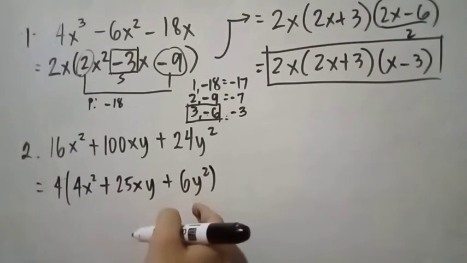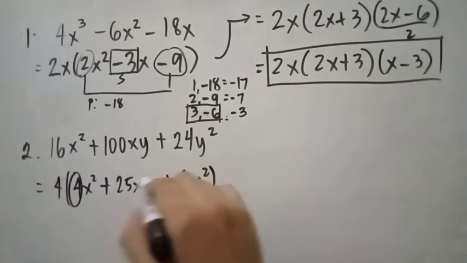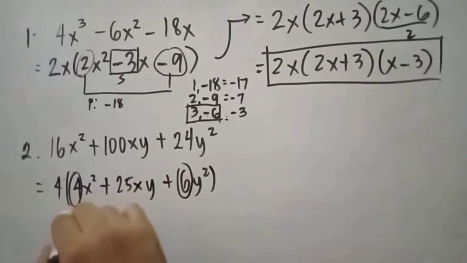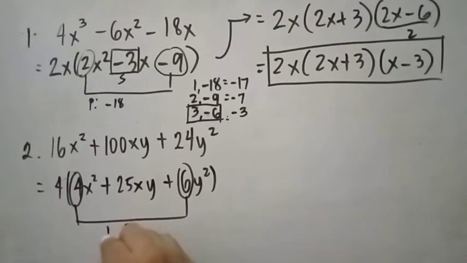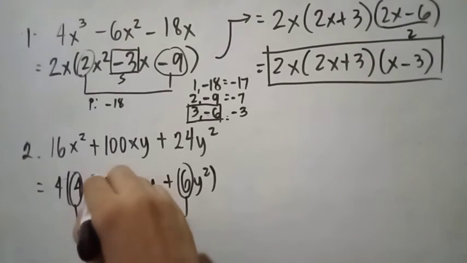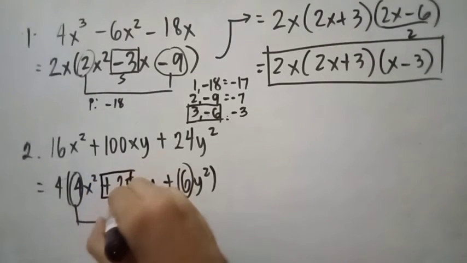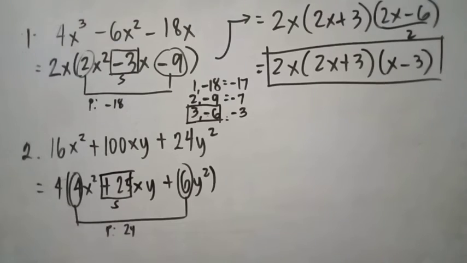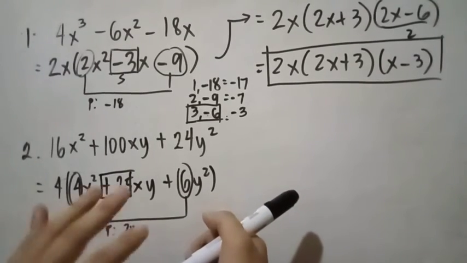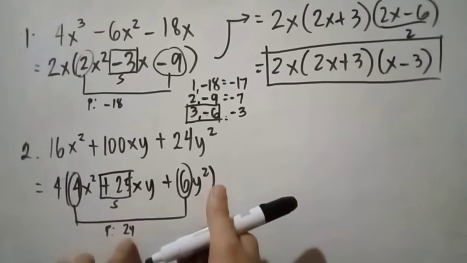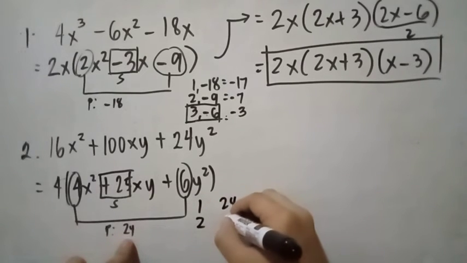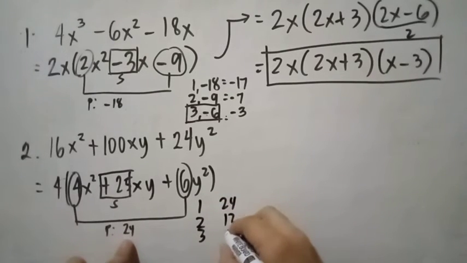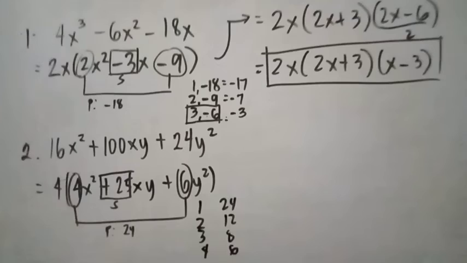So again, i-apply natin yung AC method. Yan, 4 tsaka 6. 4 times 6 is 24. Yan yung product. Tapos yung sum nun is positive 25. Tapos ilista natin lahat ng dalawang numbers, no? Yung product is 24. So we have 1 and 24, 2 and 12, 3 and 8, 4 and 6.